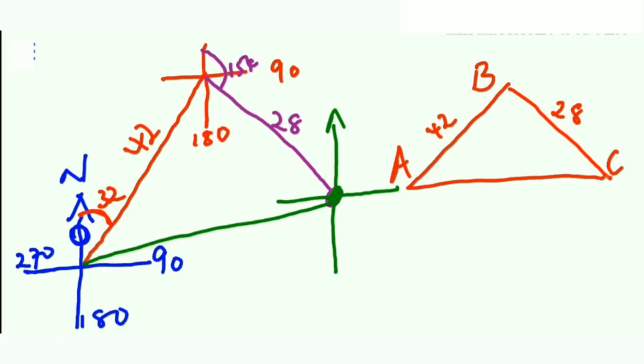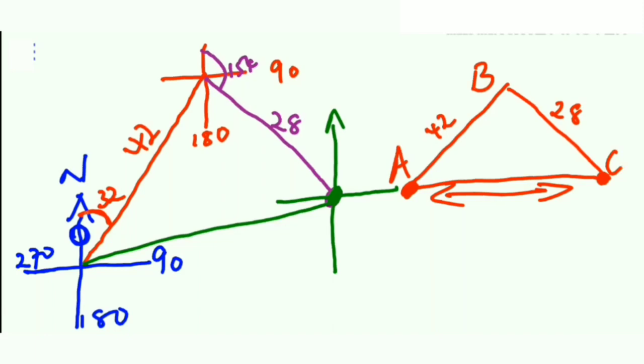Now, the first question is saying, how far is he now from the base camp? The man is at C. The base camp is at A. So the distance AC is needed. But how can we find that distance AC? We have to find angle B first. So, how can we find angle B? Let me go back to the original diagram and find angle B.